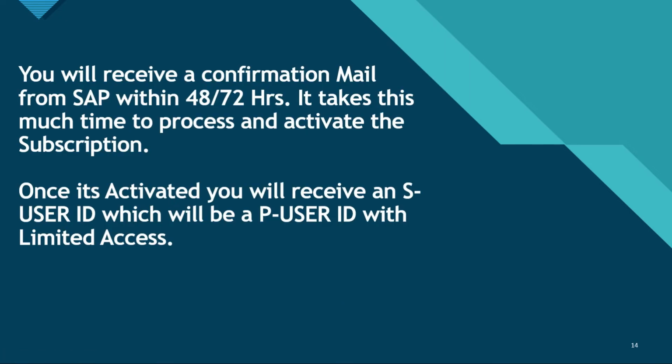Once that is done, you will receive a confirmation mail. Normally it takes around 48 to 72 hours to process and activate the subscription. So check your email from time to time so that you get the confirmation mail. Once that is done, you would receive an S user ID, which would be a P user ID with limited access. You would receive the ID on your mail, so keep checking your mails from time to time.